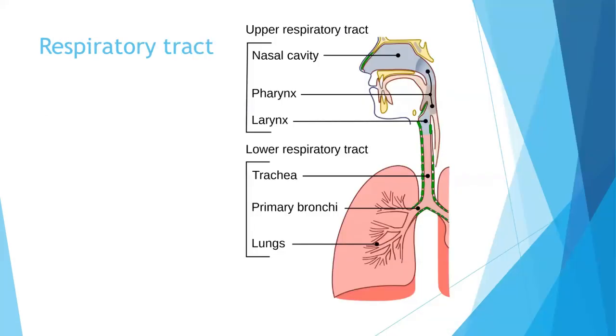Whenever we talk about the respiratory tract, we have to know that there is the upper respiratory tract and the lower respiratory tract. The upper respiratory tract consists of the nasal cavity, pharynx, and larynx, and the lower respiratory tract consists of the trachea, primary bronchi, and lungs.